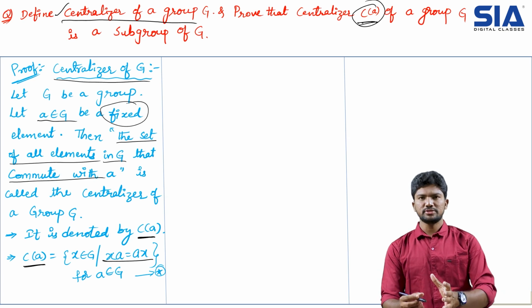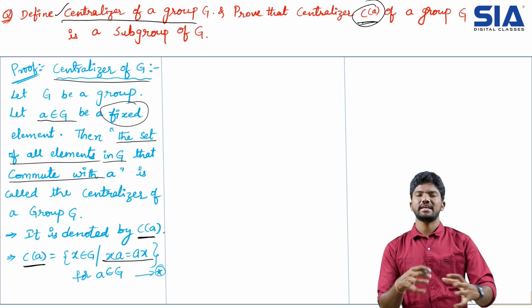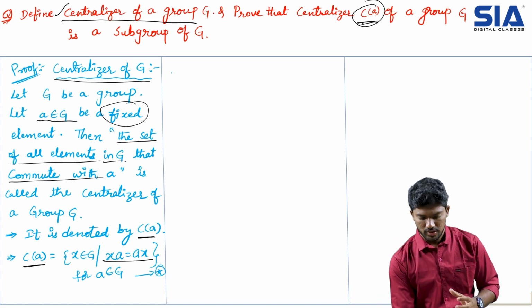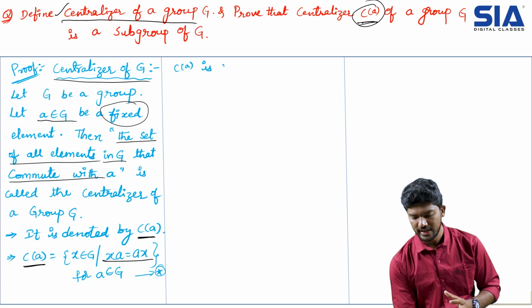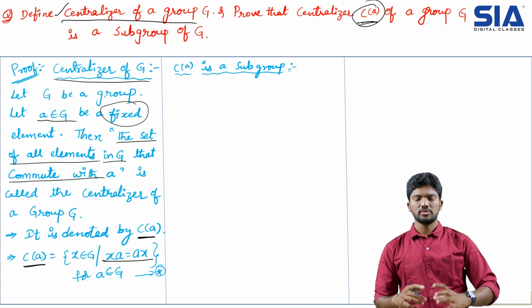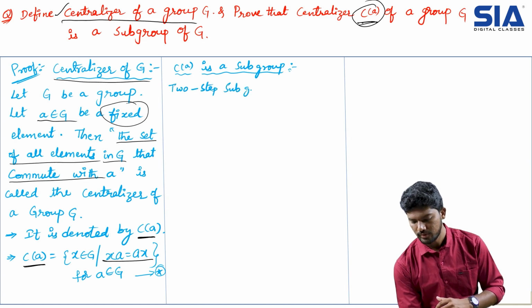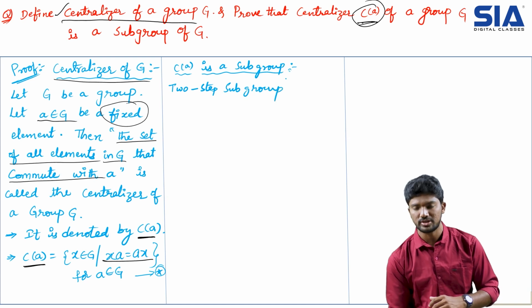In this proof, what we have to prove is that C of A, the centralizer of a group capital G, is a subgroup. You can also keep this heading: C of A is a subgroup. To prove this, we are going to use the two-step subgroup theorem, which we already discussed.